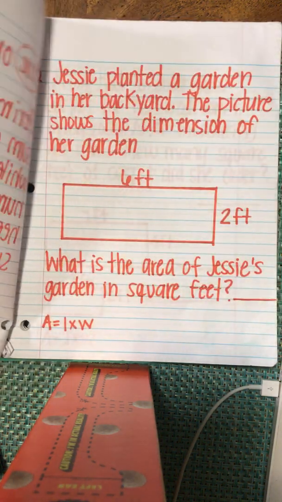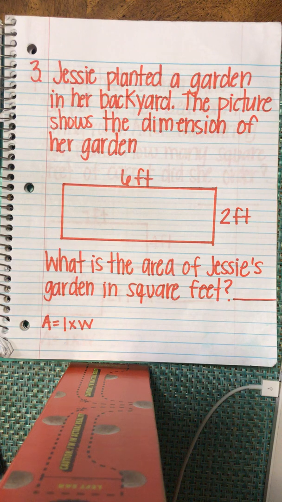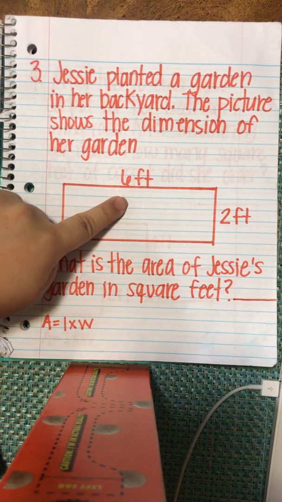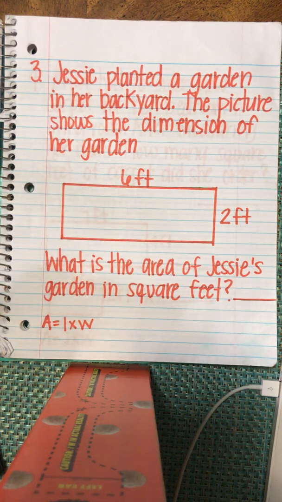Now we'll move on to question number 3. Now this is where you can begin to take out your calculator and we will go through it together. Jessie planted a garden in her backyard. The picture shows the dimensions of her garden. Her garden is 6 feet by 2 feet. What is the area of Jessie's garden in square feet? So here's something new, square feet. Square feet is the way you're going to label your number. And once we get this answer, I'll show you how.